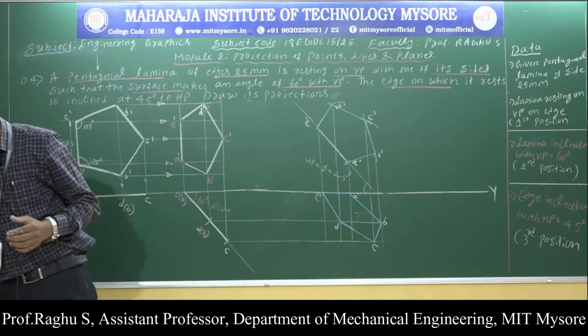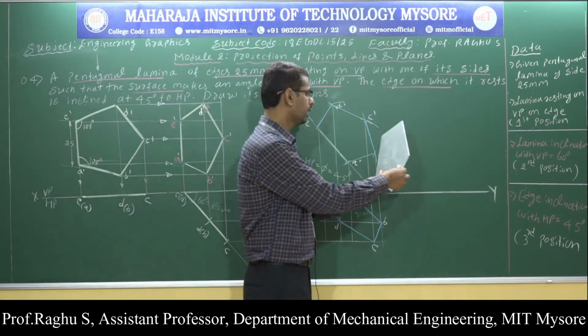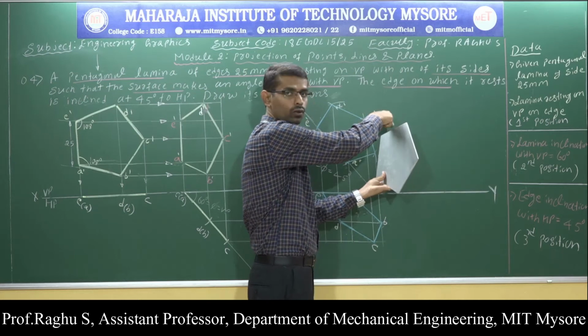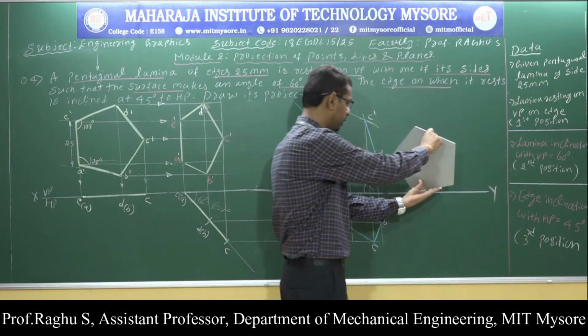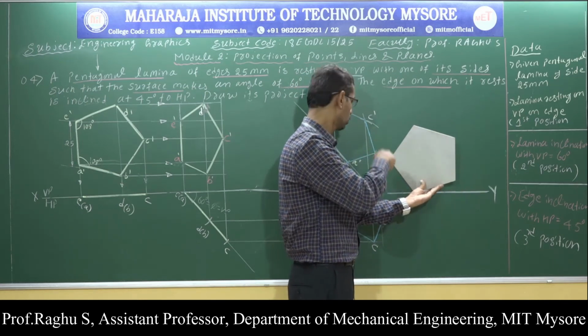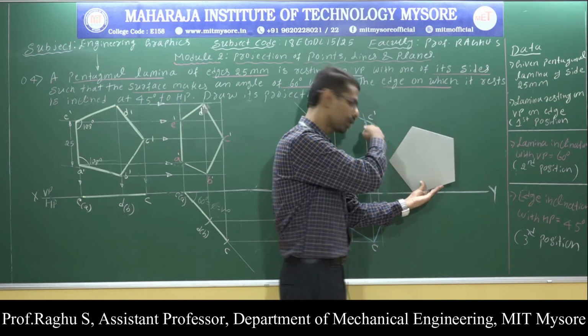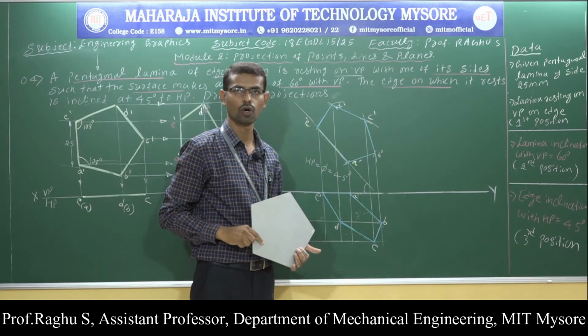So the lamina is inclined with respect to VP, and at the same time the resting side is inclined 45 degree with respect to HP. This is the resting side inclined 45 degree with respect to HP. So now in this position the lamina looks like this. This is the front view and this is the top view.